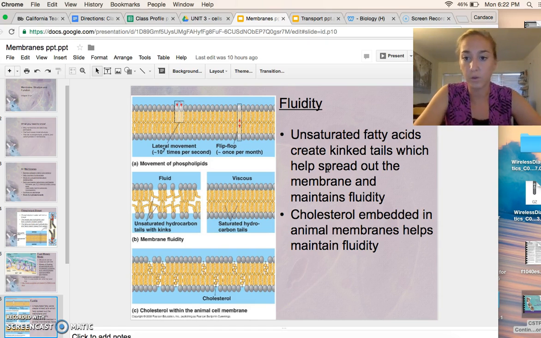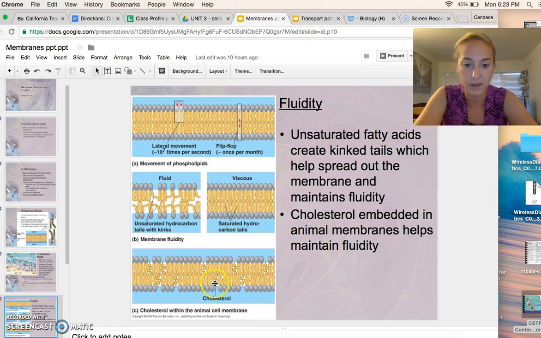Okay, fluidity. So why is the membrane fluid? Well, it turns out that it has to do with two main things. The first thing is that some of the tails are unsaturated fats, and the unsaturated fatty acids will kink their tails, which helps to spread out the membrane. So this is showing that here. The fatty acid tails are kinked, and so it allows the membrane to be more fluid.